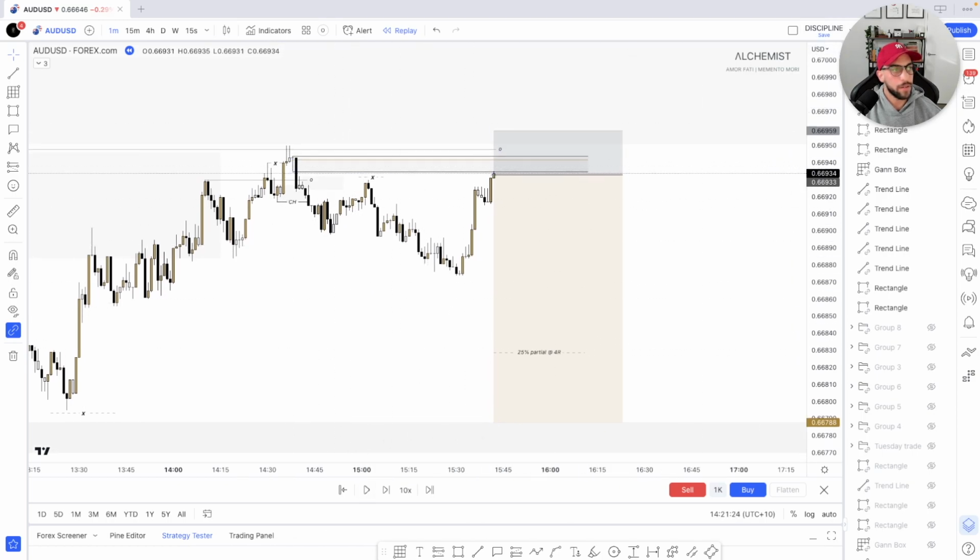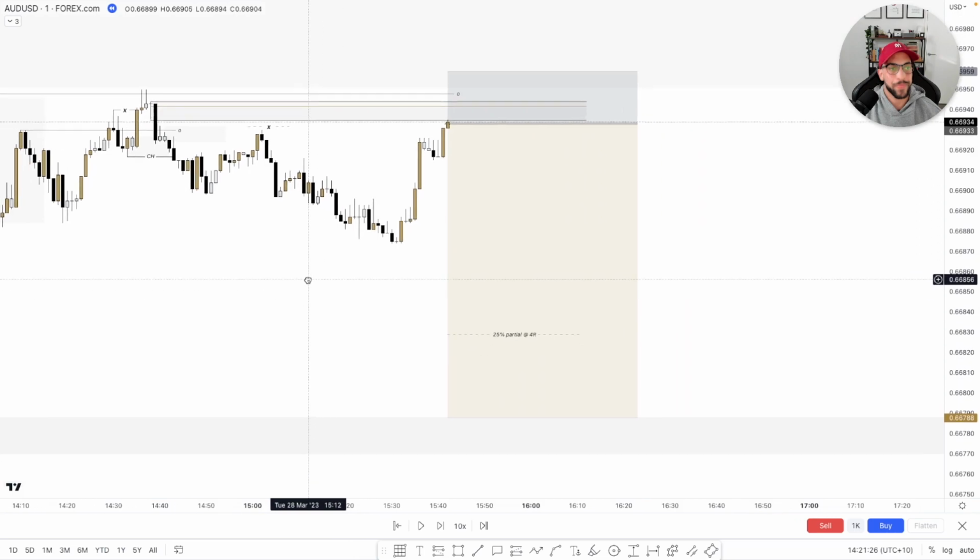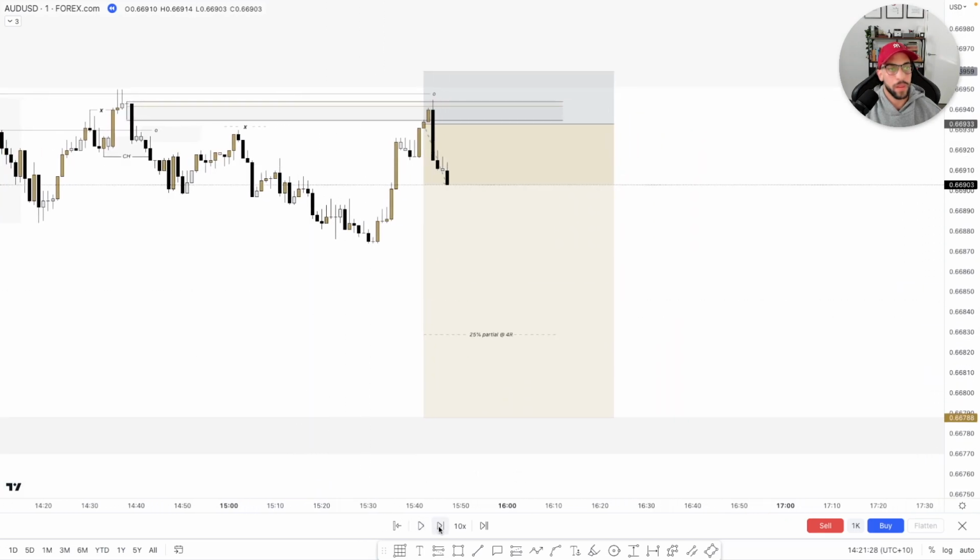So we get tagged in here. I'll just go full screen again. And it was quite a nice reaction away, right? So this is exactly what we want to see. Price mitigating, taking this liquidity here and pushing away very aggressively. As well, of course, at this point here, I have set alerts at 25%, which will just say partials taken, and I'll set an alert as to where my stop loss is and leave the charts.